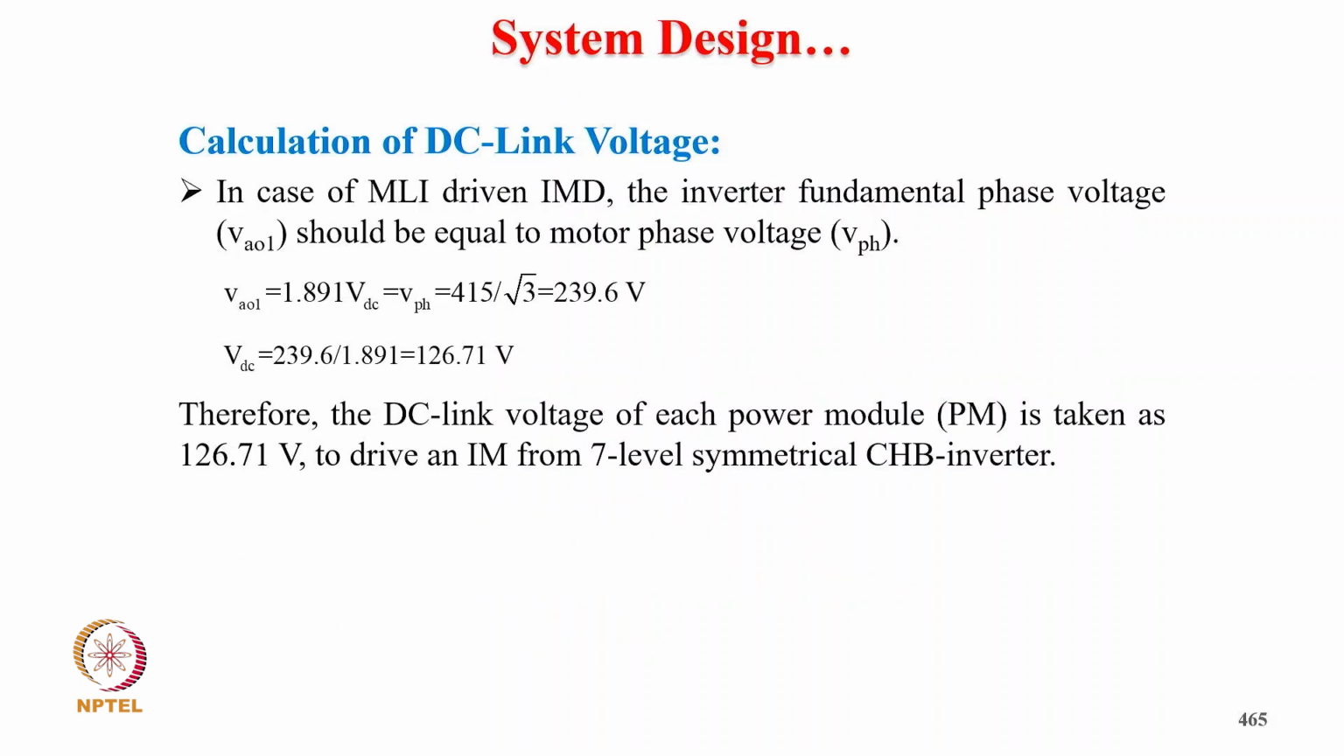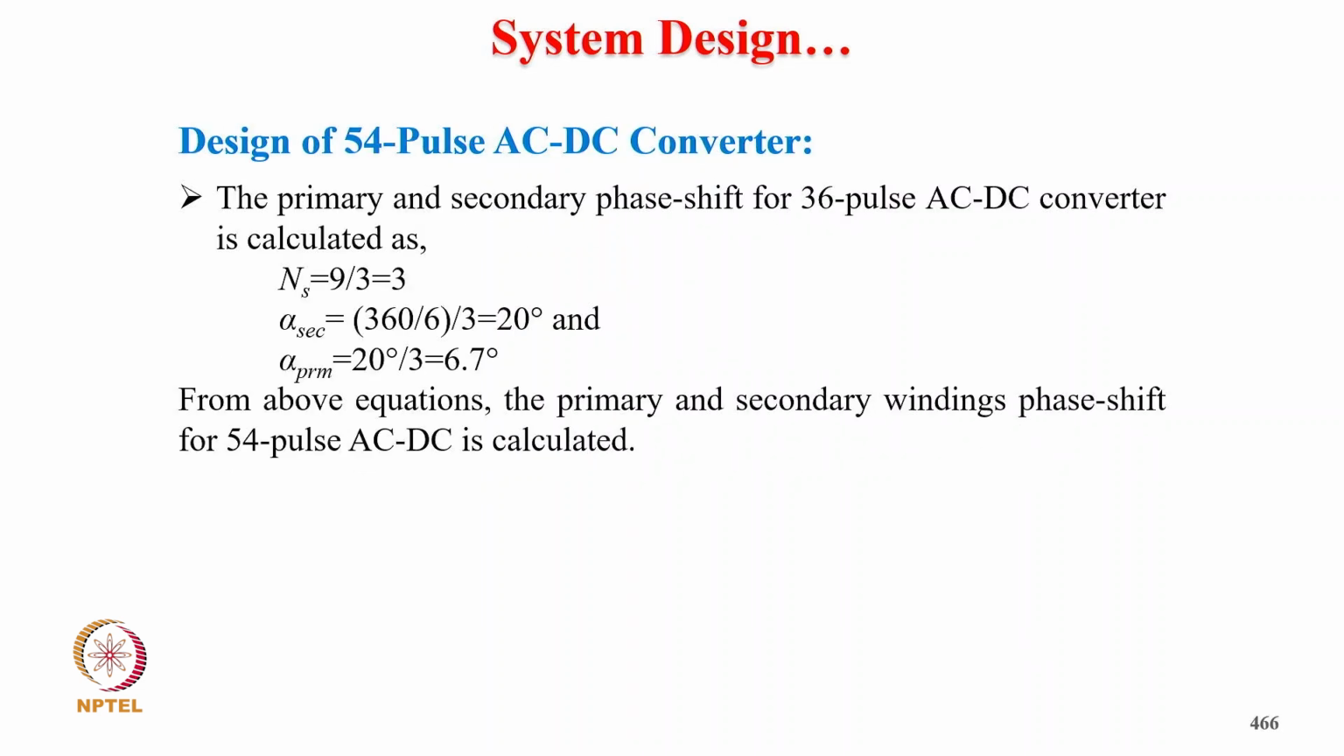So coming to DC link voltage, in case of an MLI-fed induction motor, the inverter fundamental phase voltage will be equal to the motor phase voltage. So that is VO1 equal to 1 VDC. This is equal to 239.6, from which we get VDC equal to 126.71 volt. Therefore, the DC link voltage of each power module is taken as 126.7 volt to drive the induction motor from the 7-level symmetrical cascaded H-bridge inverter.